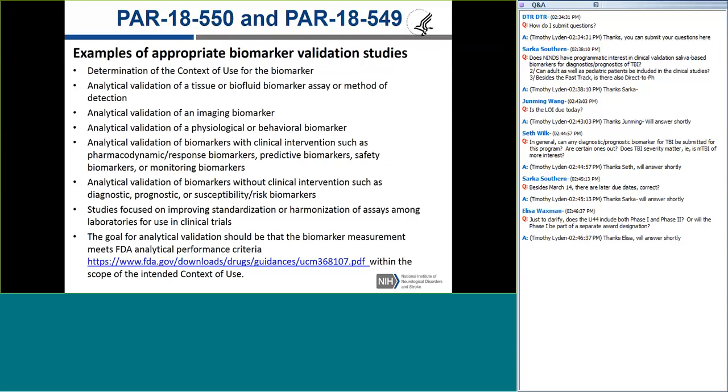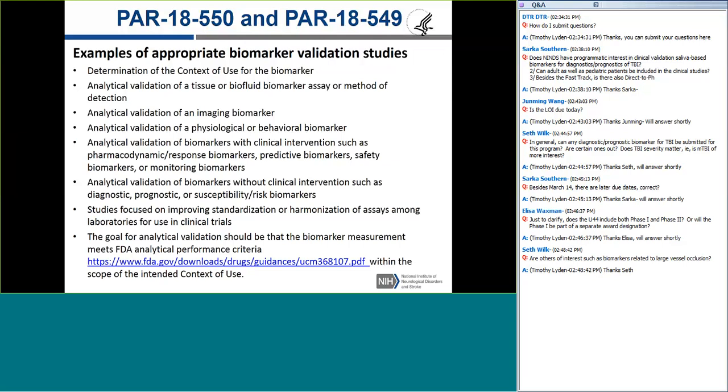Examples of appropriate activities during the analytical validation FOA are, you could be doing things like determining the context of use or further refining it. You could be doing analytical validation of a tissue or biofluid, imaging, physiological or behavioral biomarker assay. So as you can see from this particular example, we really don't care exactly what modality you're using for your biomarker. It can be anything from tissue to imaging to behavioral.